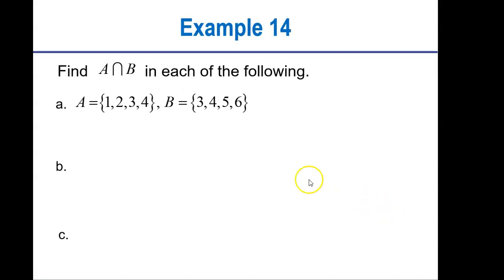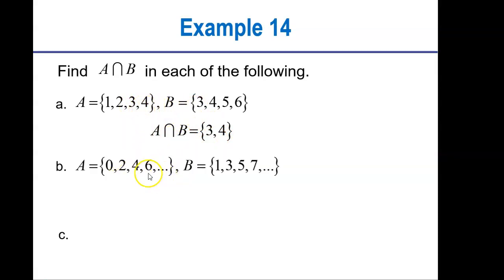Now let's take a look at an example. Find A intersect B in each of the following. So we have set A is 1, 2, 3, 4, and B is 3, 4, 5, 6. So the intersection is going to be the following. The two numbers that belong to set A and that belong to B are 3 and 4. Therefore, 3 and 4 are the numbers in the intersection.